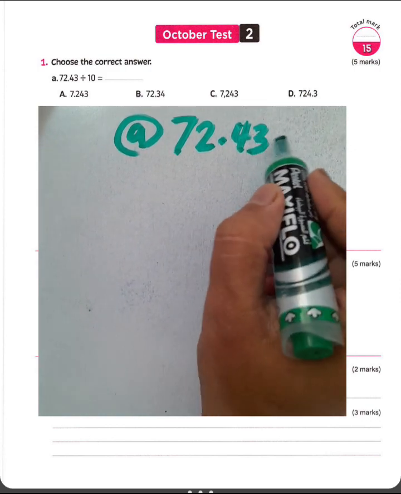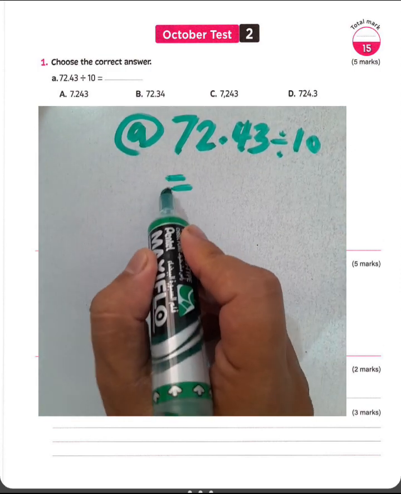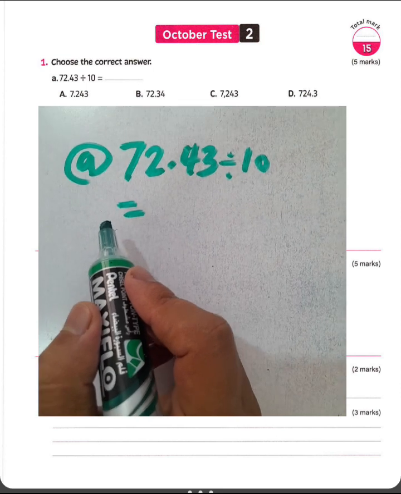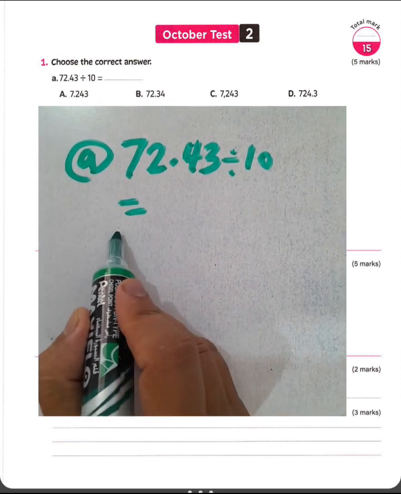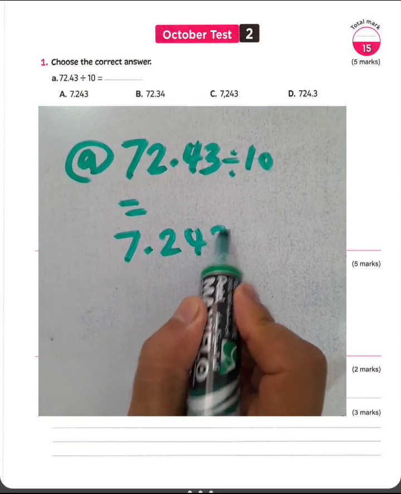(72 and 43/100) divided by 10. To find the result, you must move the point to the left-hand side by 1 digit. It will be 7.243.